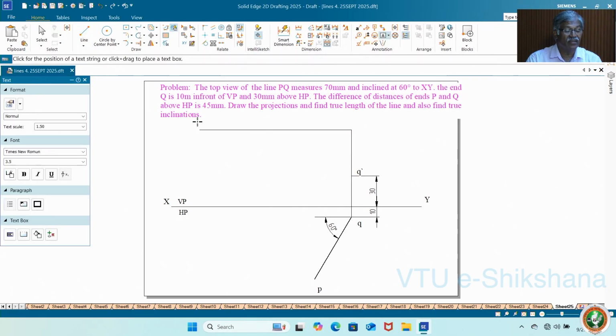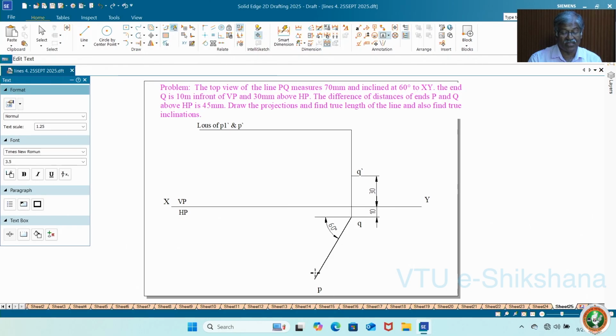Let me write locus of P2, P1 dash and P dash. On this line only, these 2 points should lie. That is the true length of the line and the final front view line. P dash Q dash is the final front view line, and P1 dash Q is the true length. Normally it is P Q1 dash. Now it is reverse because Q is fixed and P is the moving end.